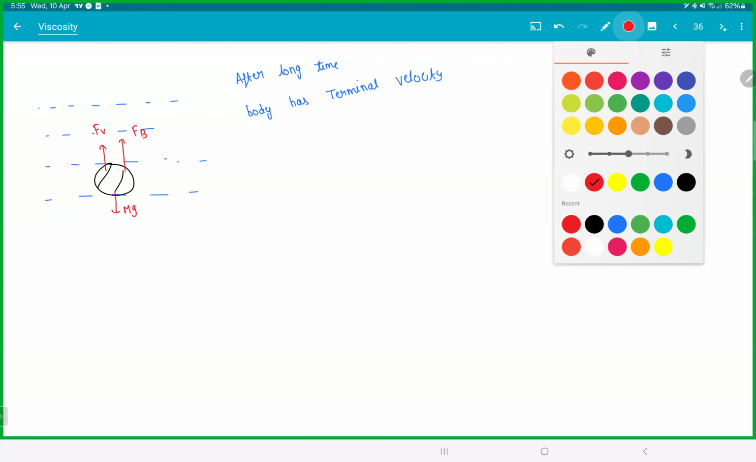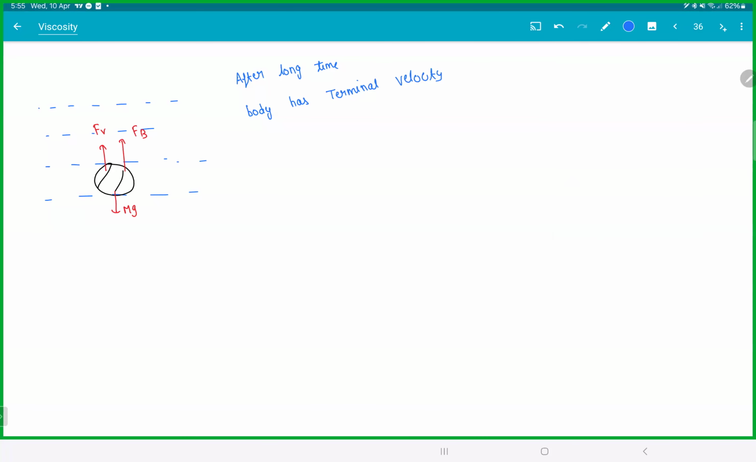Great. So here, mg is losing energy. Fair enough. Heat produced per second: the viscous force is producing heat, which is power due to viscous force. Fair enough. So my question is, what is the buoyant force doing? What is power due to buoyant force?